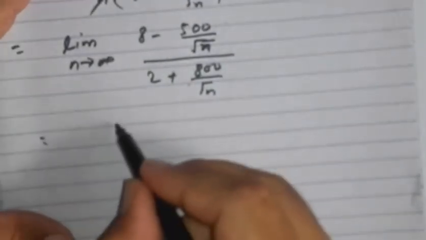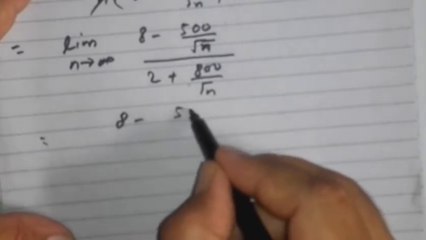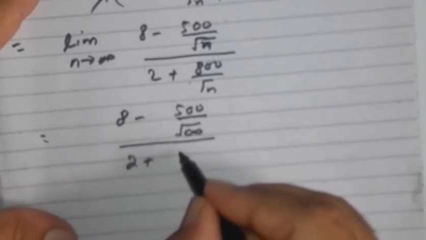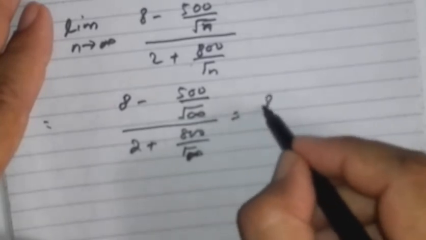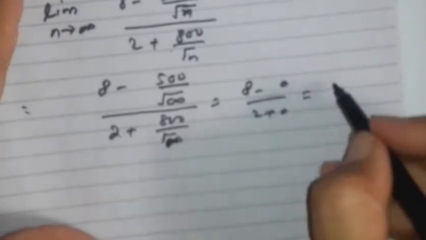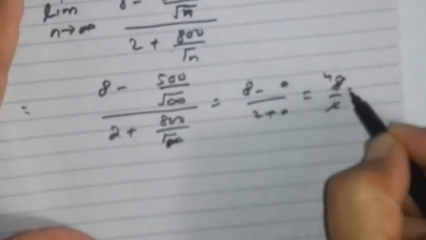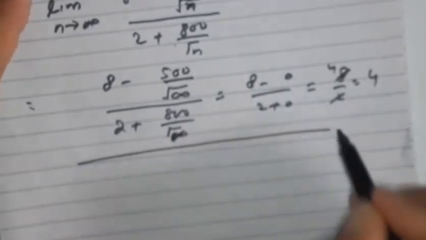Now put the limit: 8 minus 500 under the root infinity, and here 2 divided by under root infinity. So 1 over infinity, these two become equal to 0. 8 minus 0, 2 plus 0, we get 8 by 2. 2 4s are 8, 4 is the answer.